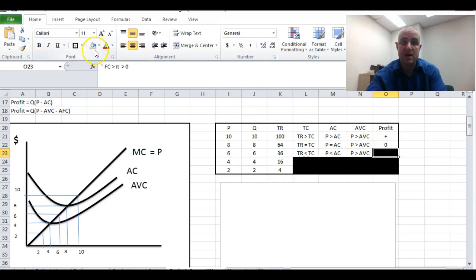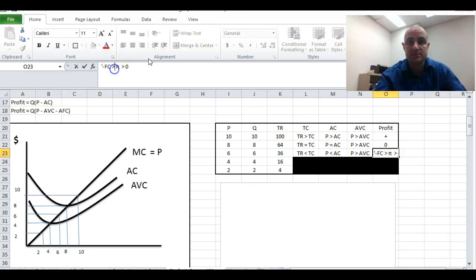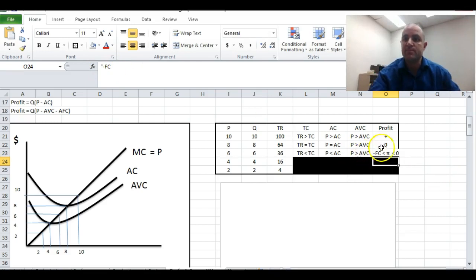So what can we say about our profit? I'll explain this in a second, but our profit is negative. Actually, these are backwards. Our profit is less than 0. So we have a negative profit, but it's still greater than minus our fixed costs. I'll explain the importance of that in a second.